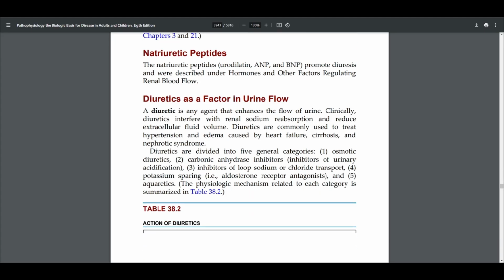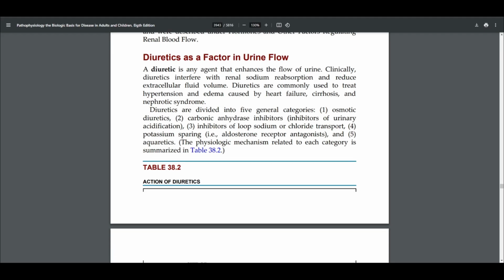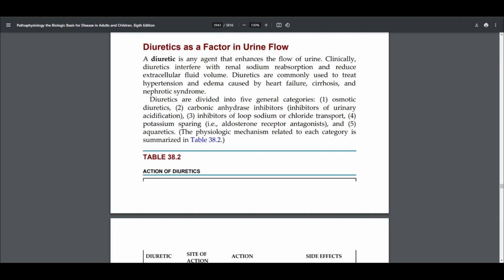Natriuretic peptides. The natriuretic peptides urodilatin, ANP, and BNP promote diuresis and were described under hormones and other factors regulating renal blood flow. Diuretics as a factor in urine flow. A diuretic is an agent that enhances the flow of urine clinically. Diuretics interfere with renal sodium reabsorption and reduce extracellular fluid volume.